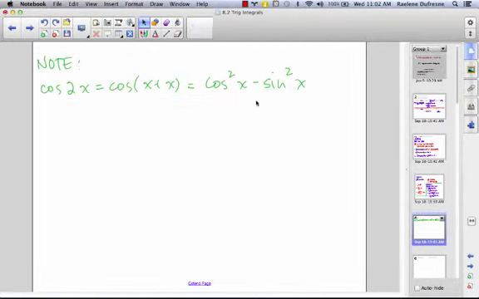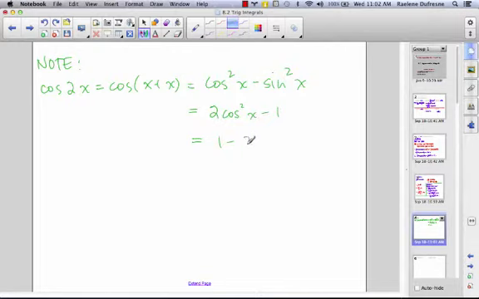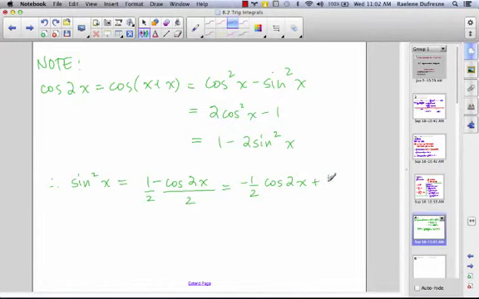Or furthermore, let me put this on a new page. And so if we rearrange this further using the Pythagorean identities, we can say that sine squared x is 1 minus cosine squared x. Changing the sign gives us 2 cosine squared x minus 1. Or similarly, substituting cosine squared x, we can get 1 minus 2 sine squared x. And as a result, we can see that sine squared x is equal to 1 minus cosine of 2x divided by 2. In other words, negative 1/2 cosine of 2x plus 1/2.